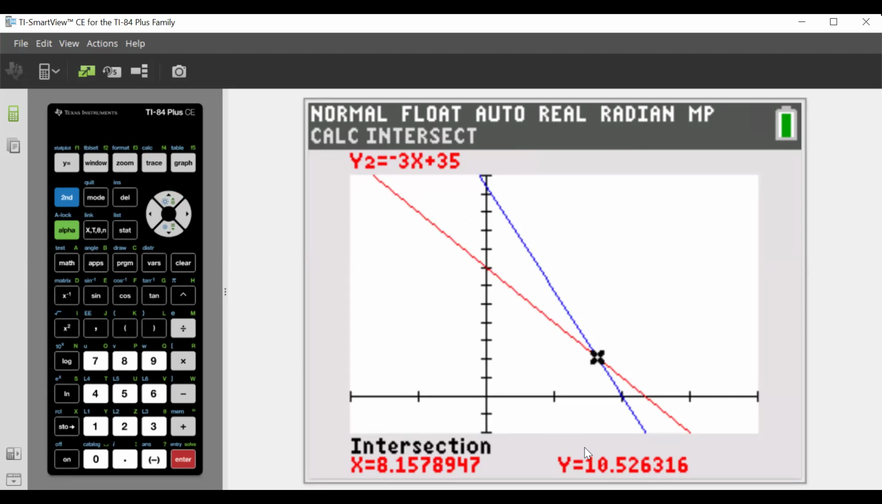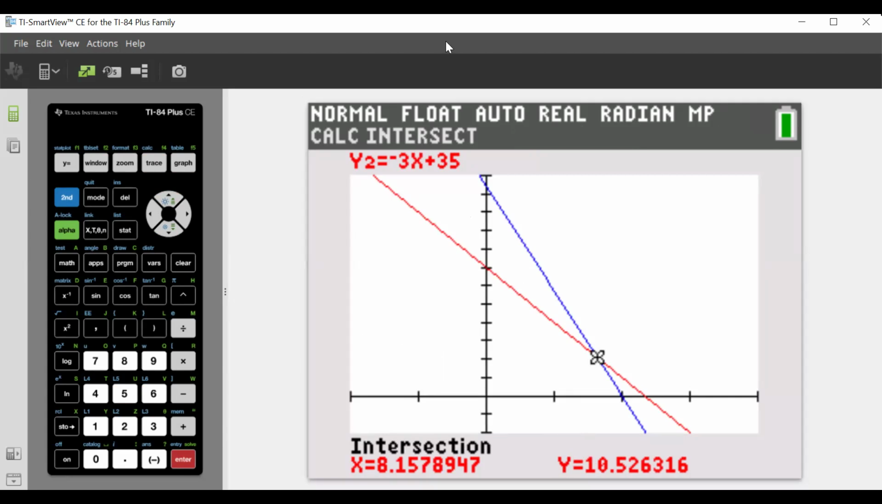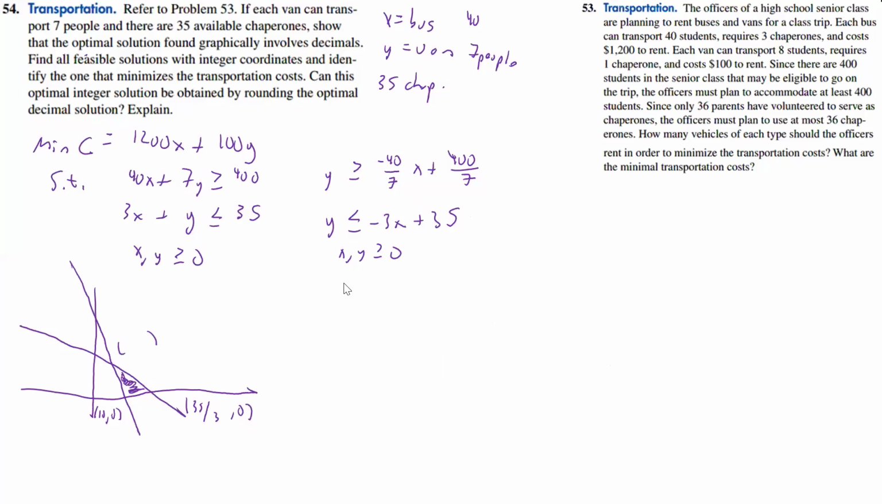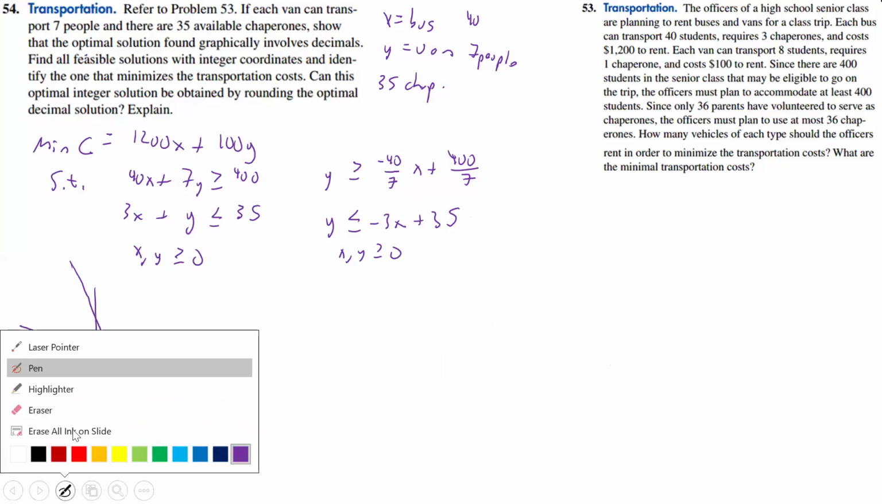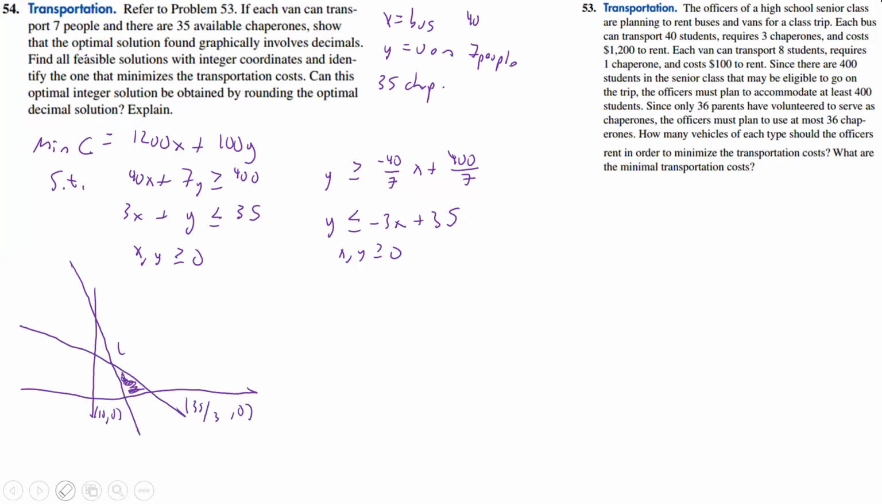8.158 and 10.526. All right, so let's go back here. That point was a little longer than what I left room for. It was 8.158 and 10.526. And so now we have to use all three of those points to come up with what the values are going to be.